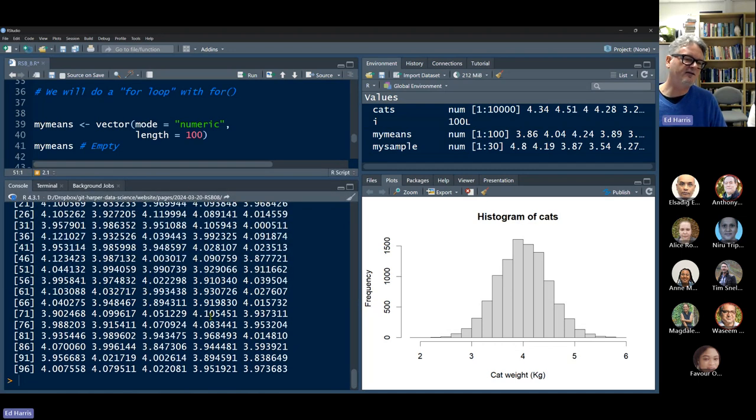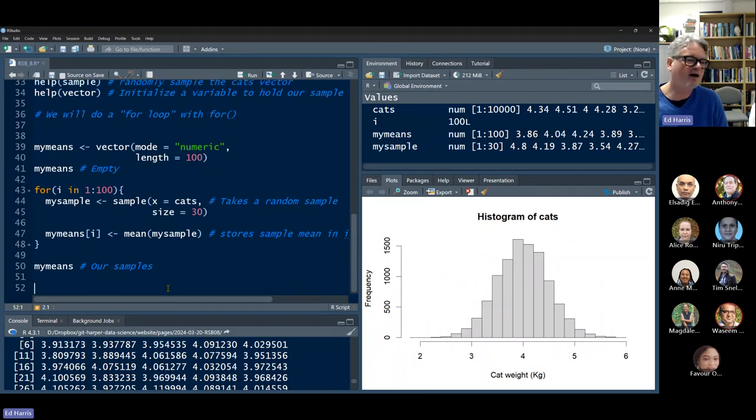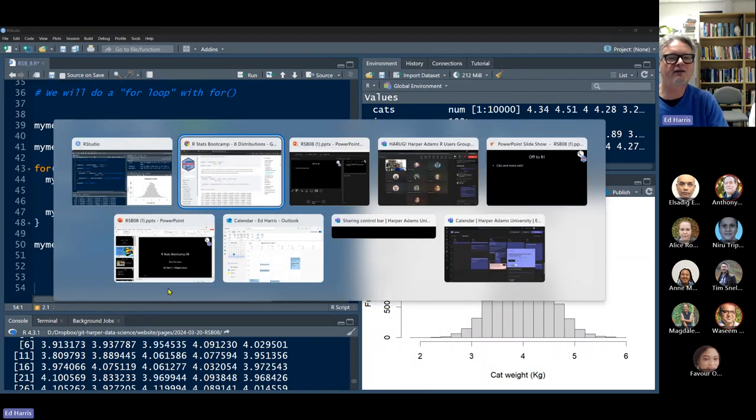So this simulates many experiments that you might do measuring the weight of cats, or insert anything that you would measure in any experiment that you could do. This is a very powerful way of thinking about how the world works with respect to sampling.